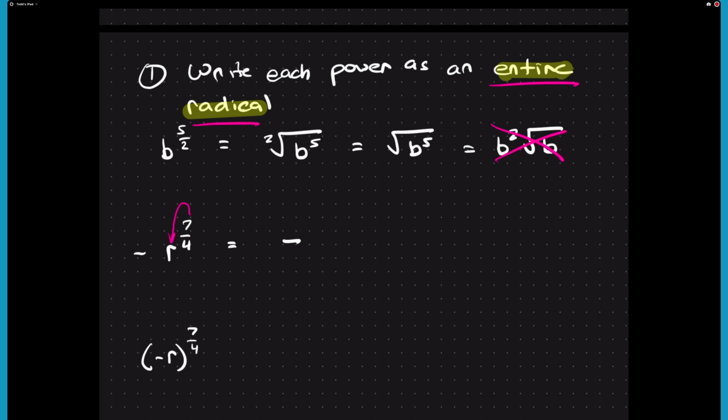Okay, and then what we're going to do is create our root. R goes in the middle, 4 would go here, and the 7 would go right there. So it's negative 4th root of r raised to the power of 7. Now let's take a look at this one down below. Now what I'm going to be doing is taking the 7 over 4 and applying it to the negative r. So that is going to equal the root of negative r on the inside. Okay, and it's going to be the 4th root, and the negative r will be raised to the power of 7.